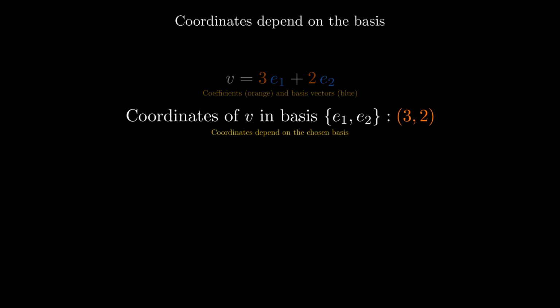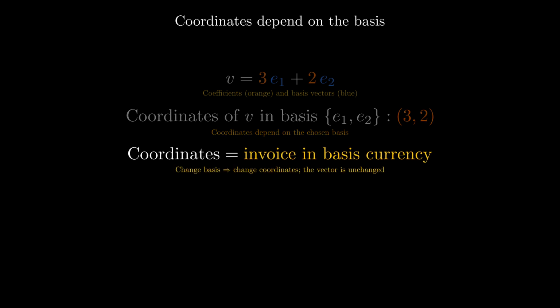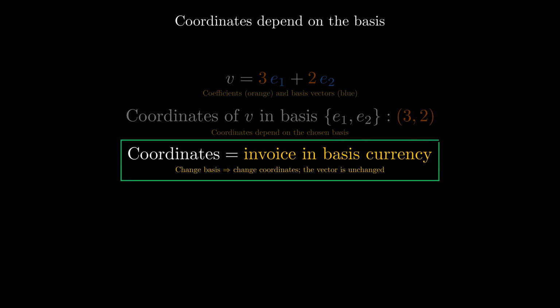Notice what those coefficients really are. When we wrote v as 3 e1 plus 2 e2, the numbers 3 and 2 are the coordinates of v. Coordinates aren't stamped onto a vector by nature. They're invoices written in the currency of whatever basis you chose. Change the basis and the invoice changes. But the vector, the actual arrow in space, hasn't moved. This distinction is the secret hiding in plain sight inside every tuple of numbers you've ever seen.